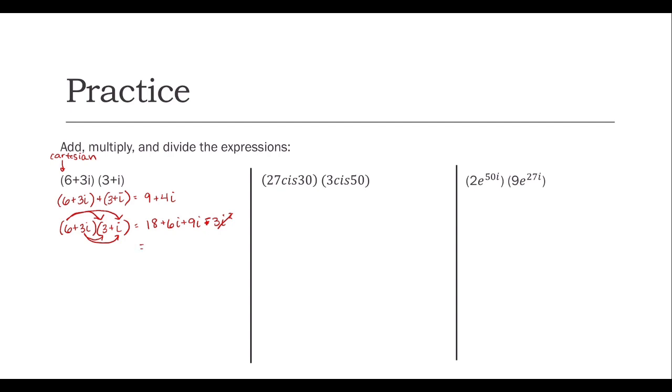So we have this equals 18 minus 3, which is 15, plus 6i plus 9i is going to give us 15i. So there's our answer when we multiply it.